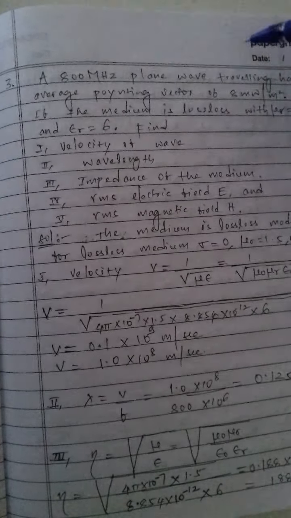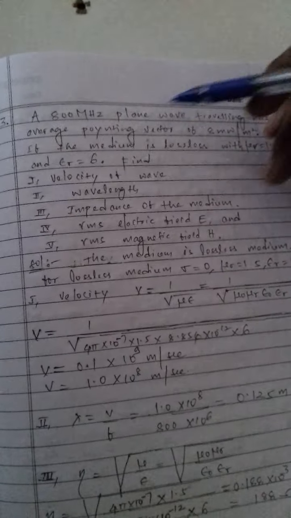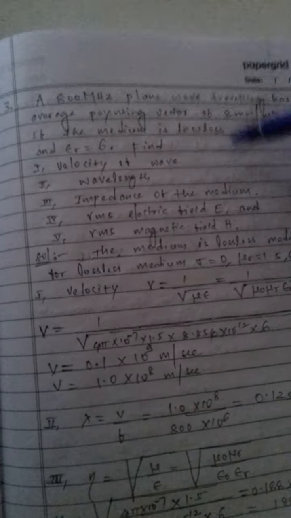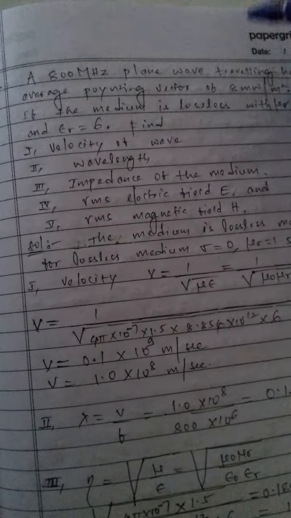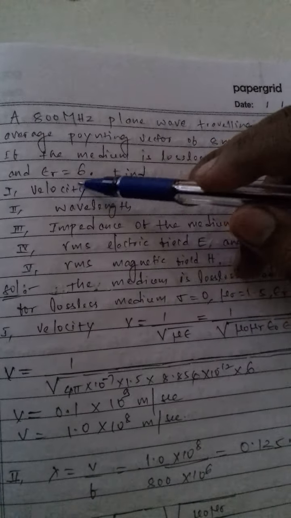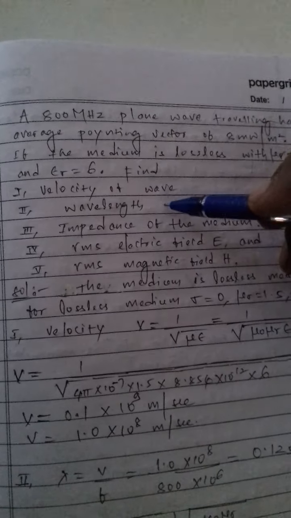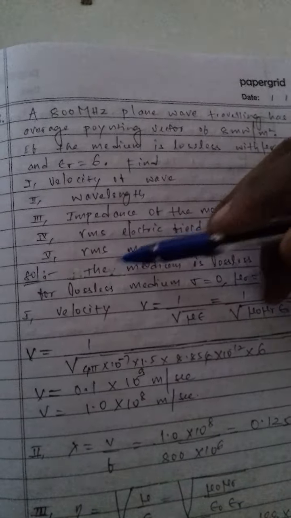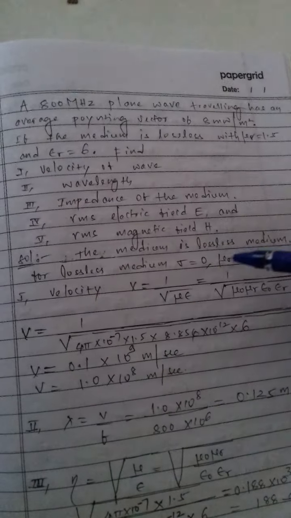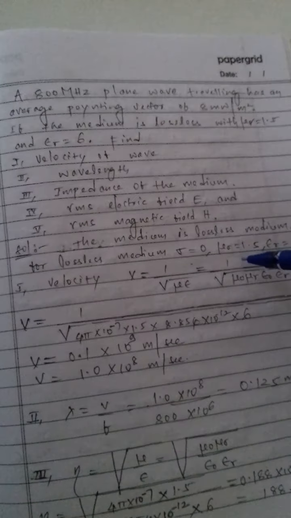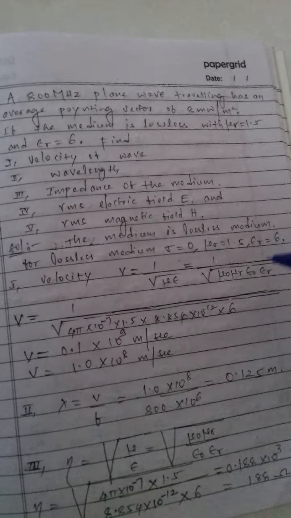An 800 megahertz plane wave traveling has an average Poynting vector of 8 milliwatt per meter square. If the medium is lossless with mu r is equal to 1.5 and epsilon r is equal to 6, find velocity, wavelength, impedance of the medium, RMS electric field and the RMS magnetic field. The medium is a lossless medium. For lossless medium, sigma is equal to 0, mu r is equal to 1.5, epsilon r is equal to 6.